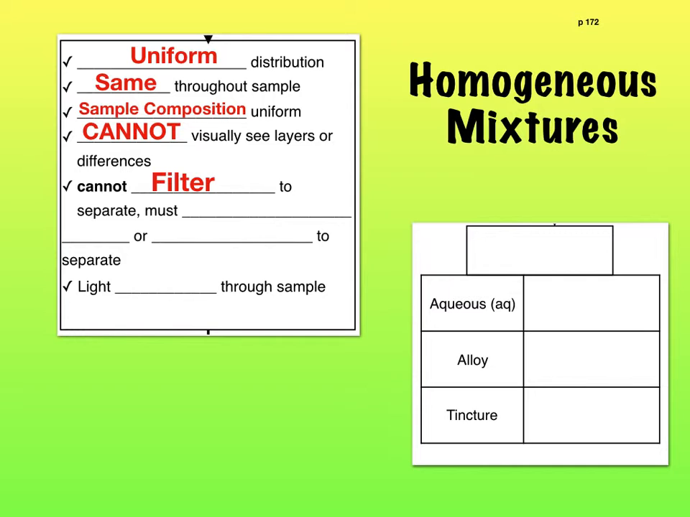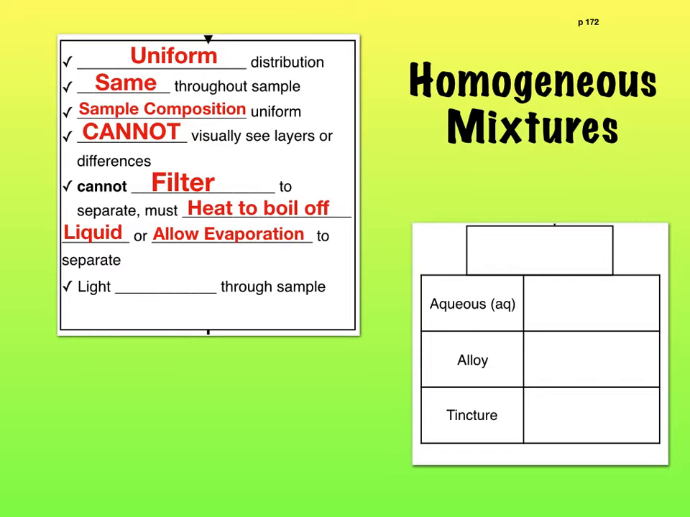Another unique idea about homogeneous mixtures is that they cannot be filtered to separate the components. We have to use other techniques. So a simple technique to separate the components of a homogeneous mixture would be to heat to boil off a liquid portion of the mixture, or if time allows, simply allow the liquid portion to evaporate. And this will separate the liquid portion from any solid portion.